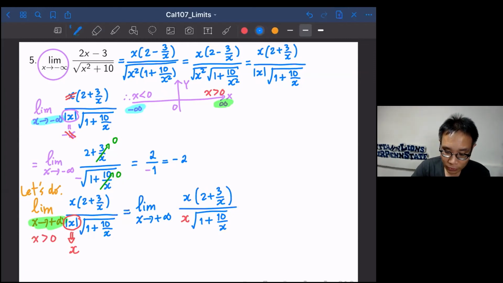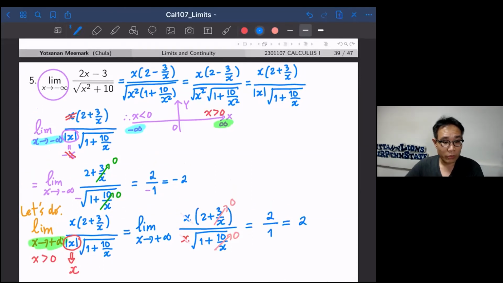And you're going to have x and x cancel each other nicely, and this 3 over x approaches 0, and 10 over x approaches 0. So in this case, you're going to have 2 over 1, and it's going to be equal to 2. Okay, so you see that the limit as x goes to negative infinity is equal to negative 2, and the limit as x goes to positive infinity is equal to 2.